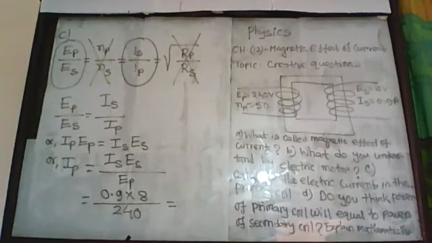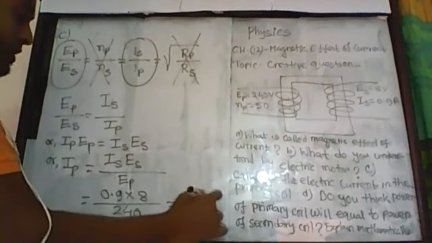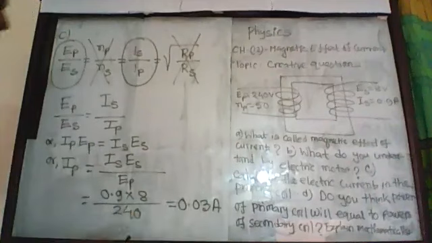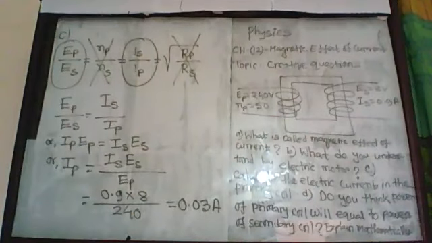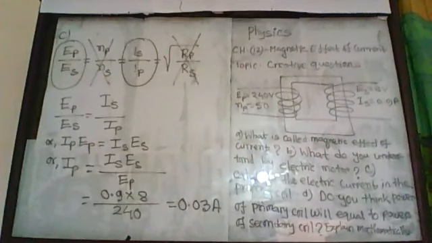Please calculate this and find the electric current for the primary coil. Then you see the electric current for the primary coil is approximately 0.03 ampere. After doing the calculation, you can say that the electric current for the primary coil will equal 0.03 ampere. Okay, this is the electric current for the case of the primary coil.